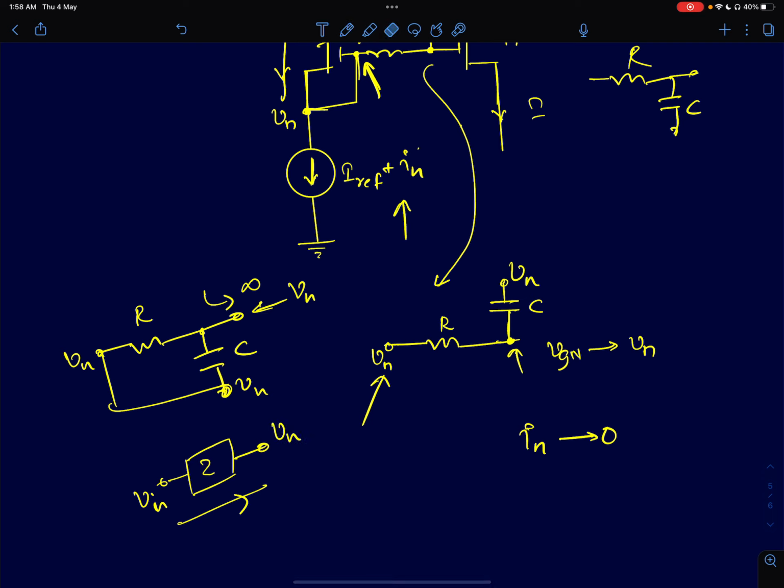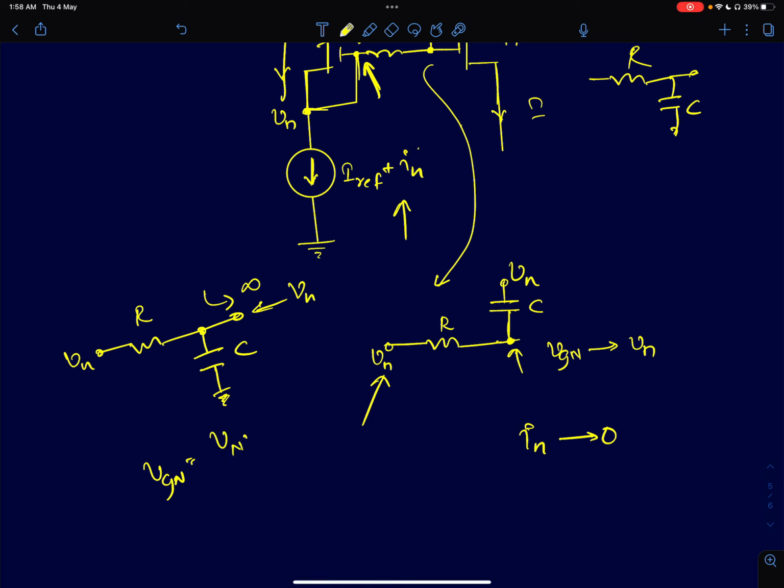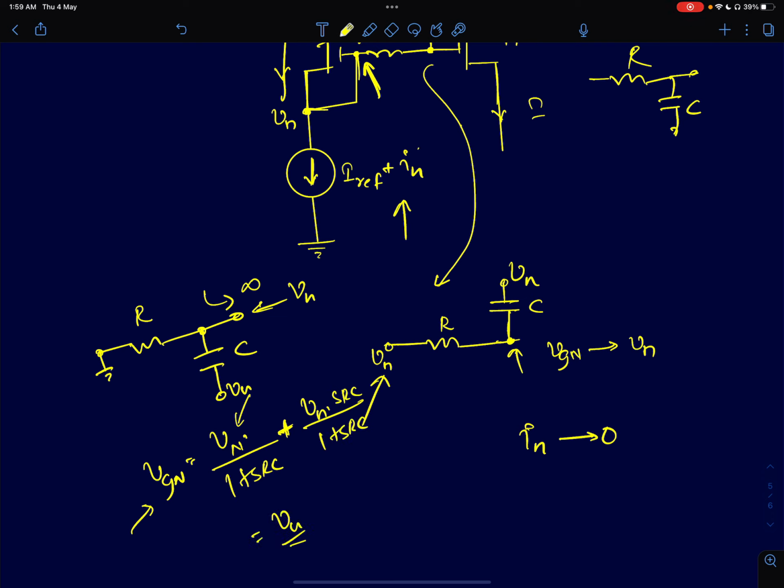So there is no current from input to this node, so this node will also be at Vn. Or you can just quickly apply superposition. Treat this node voltage Vn as two independent but identical sources and find out VGN. So VGN will simply be given by Vn times H low pass, which will be Vn by 1 plus sRC. Remember, now VGN and Vn are Laplace variables. It goes without saying, so I'm using small letters, but I hope that's clear. Plus, I can now assume noise present on the capacitor side and short circuit this. You will get Vn times sRC by 1 plus sRC. Add the two terms, you will simply get VGN equals Vn.